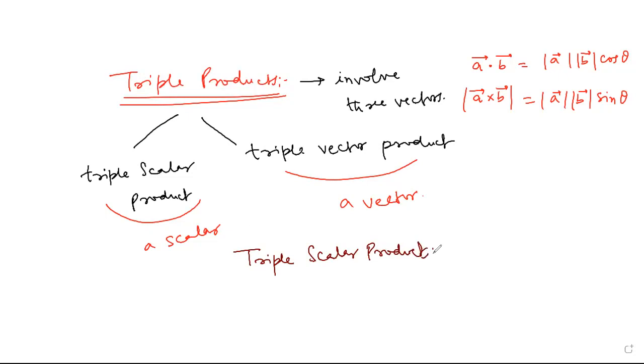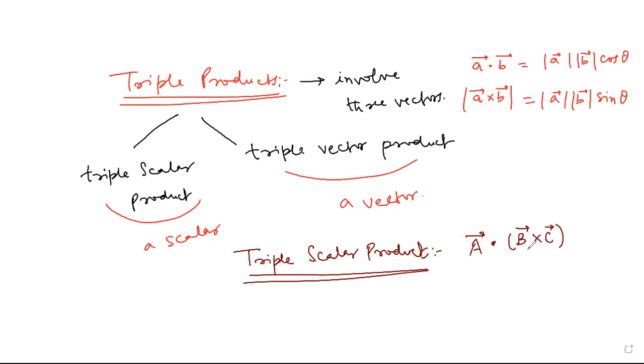How do we form it? This is written as A dot B cross C. So I have three vectors A, B, C, and I am forming the triple scalar product. You can see B cross C is a vector, then I dot it with another vector A. So the resultant quantity, because the dot product of two vectors is a scalar, is by definition a scalar.